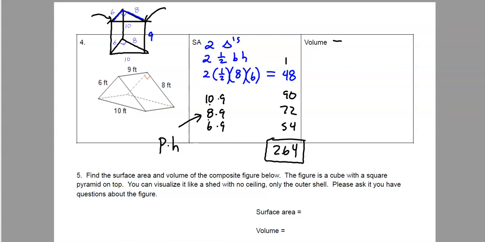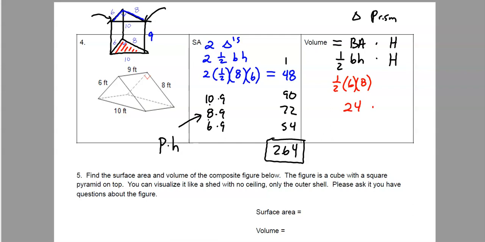Well, volume, again, since it's a triangle prism, the base area is a triangle times the height of the prism. Well, the base area is, what is this area right here? Well, that's 1/2 times 6 times 8. So half of 48 is 24. And then the height of the prism is 9. So 180, 36. We're looking at 216.